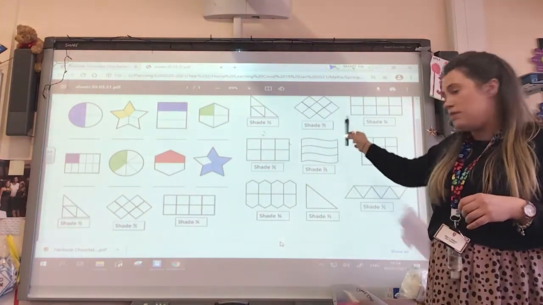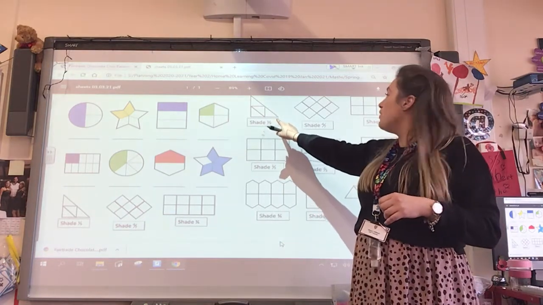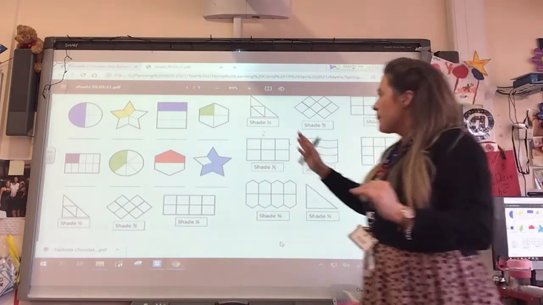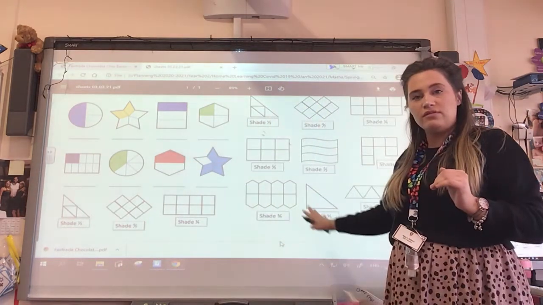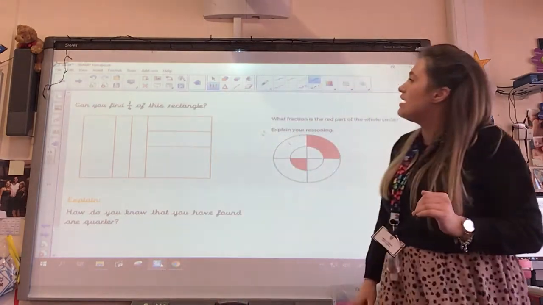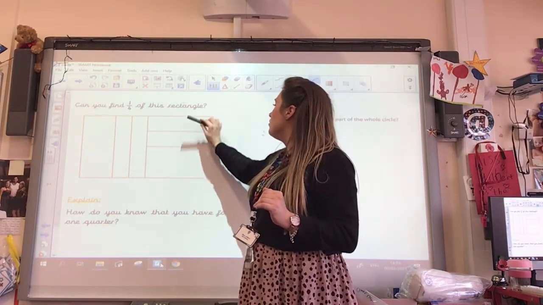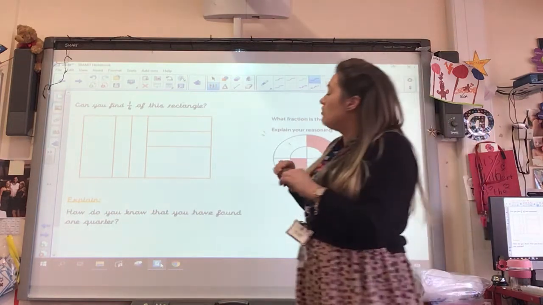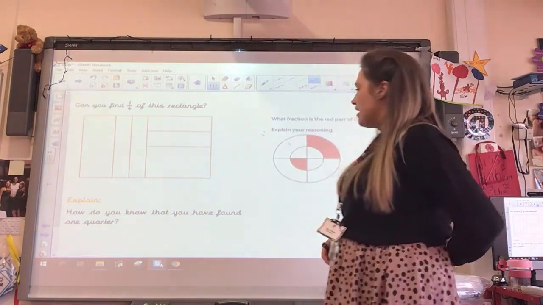Now, these ones are going to be a bit trickier because, for example, here it's asking you to shade a half, but you've got 4 equal parts, okay? So it's just stepping it up a little bit more. If you wish to do this side only, that's absolutely fine. If you wish to challenge yourself, move on to this side, perfectly fine as well. Okay, so here is your reasoning. Can you find a quarter of this rectangle? So this rectangle has been split into 1, 2, 3, 4, 5, 6 parts, but they're not equal parts. So my advice would be to try and split them all into equal parts, then try to find a quarter of the rectangle after that.